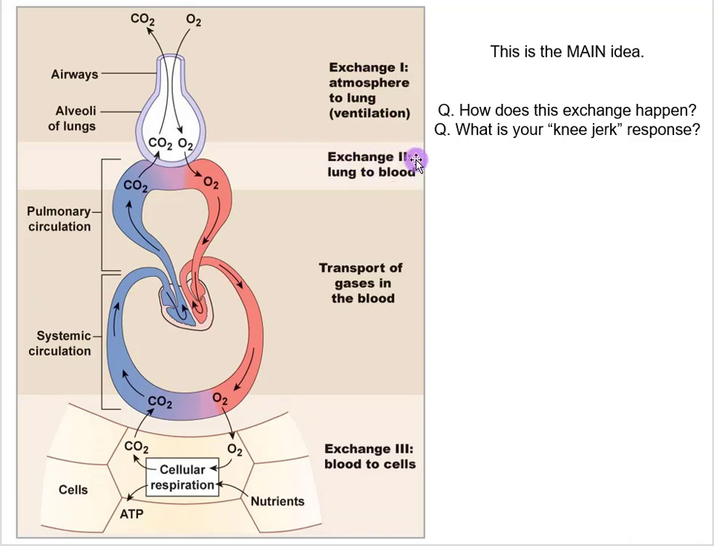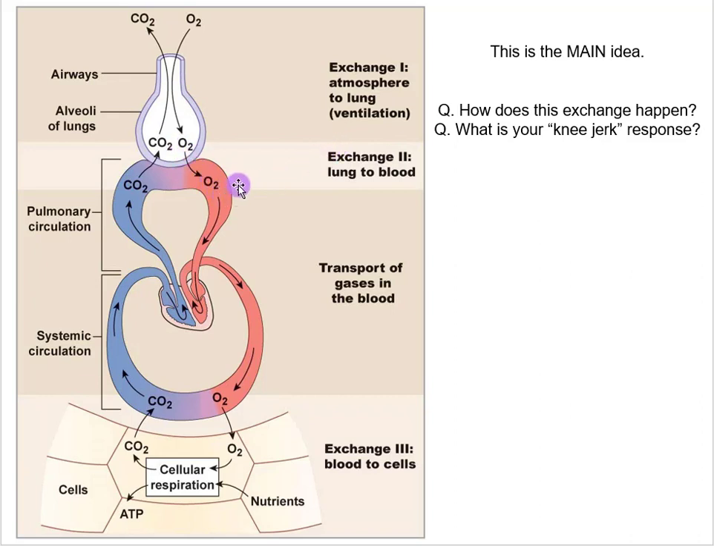The second exchange, exchange number two, is how do we get oxygen from the lungs into the blood? And that's what we're seeing here. This big old purple sac-like thing is actually representing the lungs. So again, number one is how do we get oxygen from the atmosphere into the lungs? Number two, exchange number two, is how do we get oxygen from the lungs into the blood?